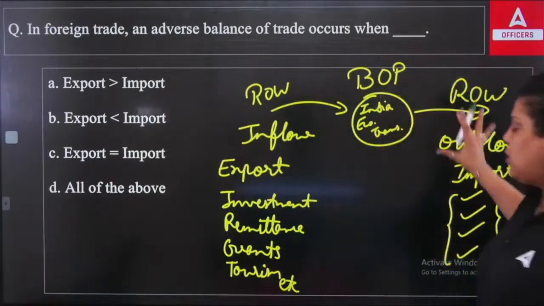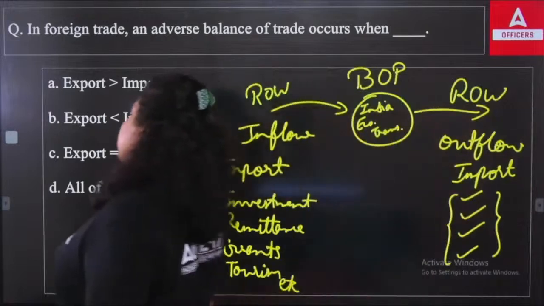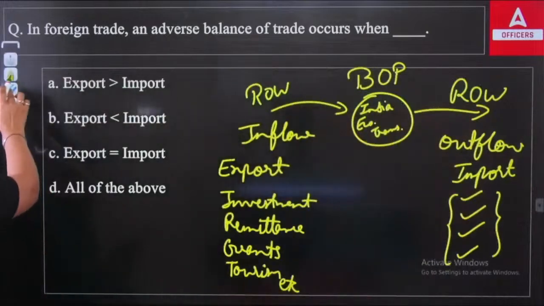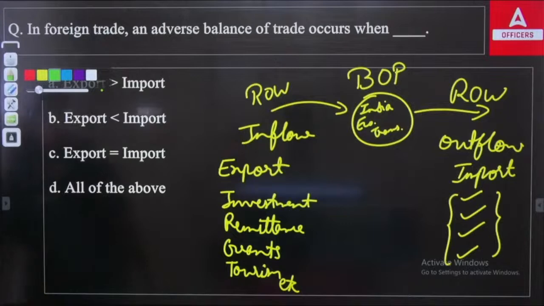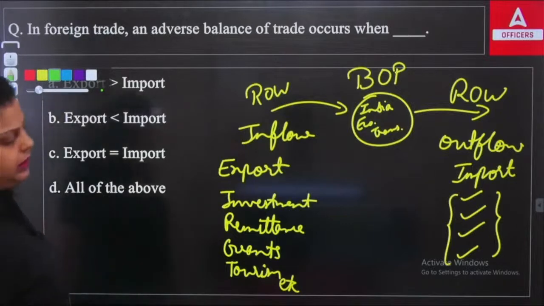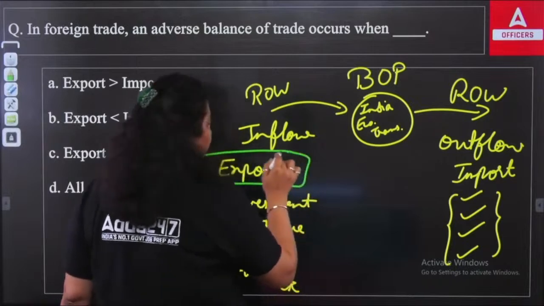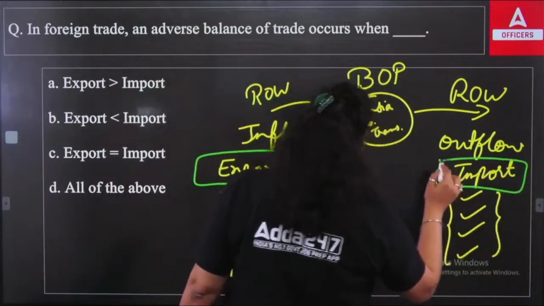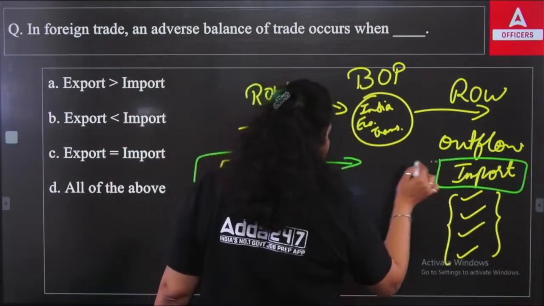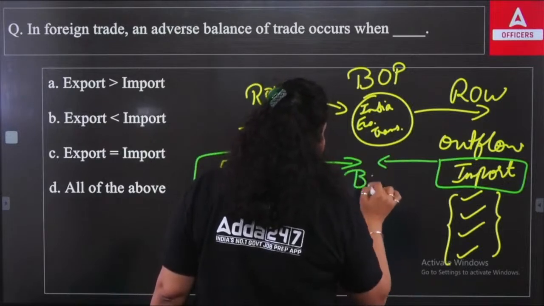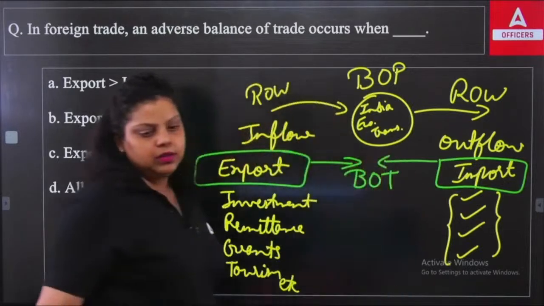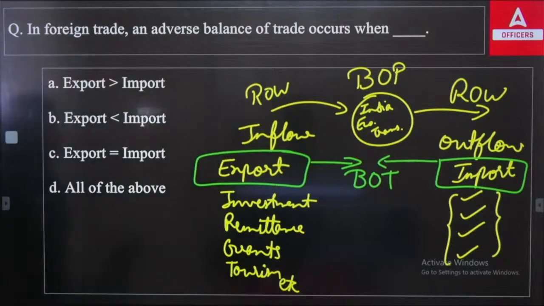Okay, so maintaining the record of all these economic transactions is known as balance of payment. That's what is known as balance of payment. Out of this balance of payment, when we maintain the record only of export and import, it defines balance of trade.